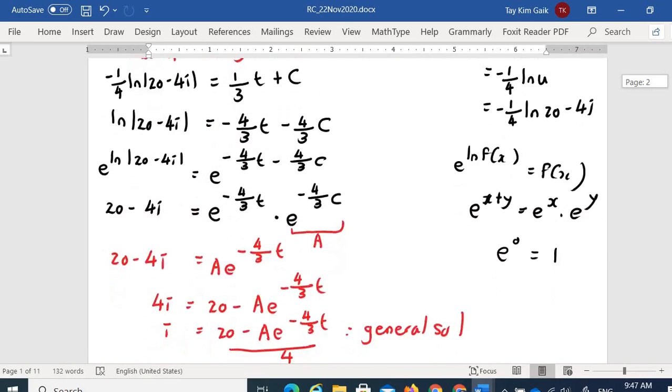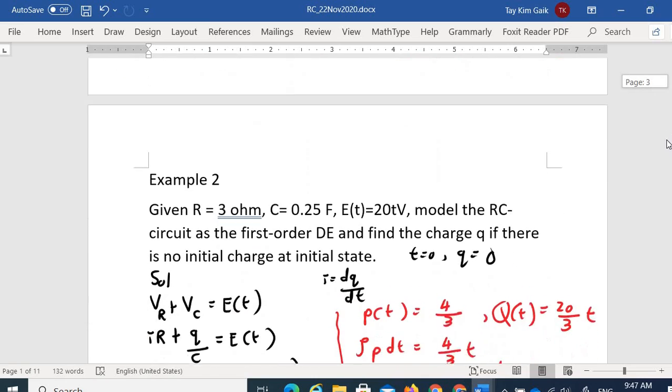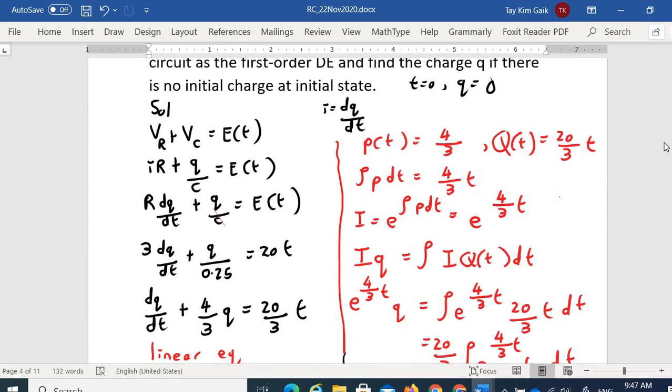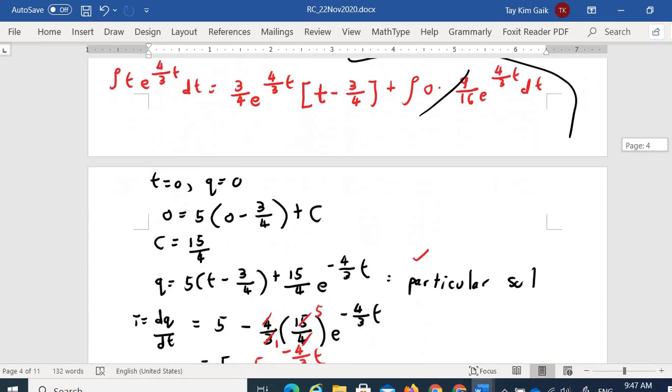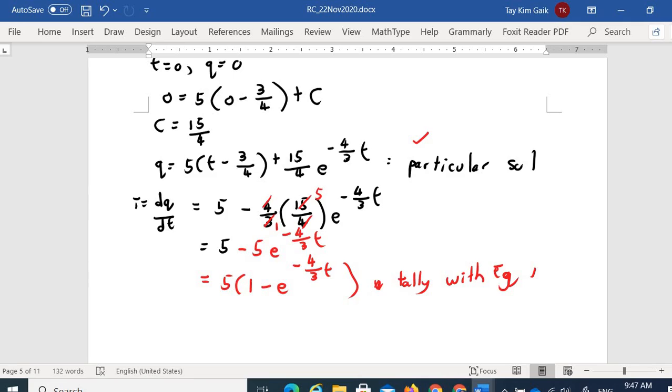Okay, if you model in terms of charge Q, so again VC you put as Q over C, VR is IR. Then you want to solve in terms of charge, I is actually equal to dq/dt. So notice the right hand side, this is E(t). After you obtain the charge Q, you can check, if you find dq/dt, it should be equal back to the I that we obtained in example 1 when you solve the RC circuit in terms of current I.